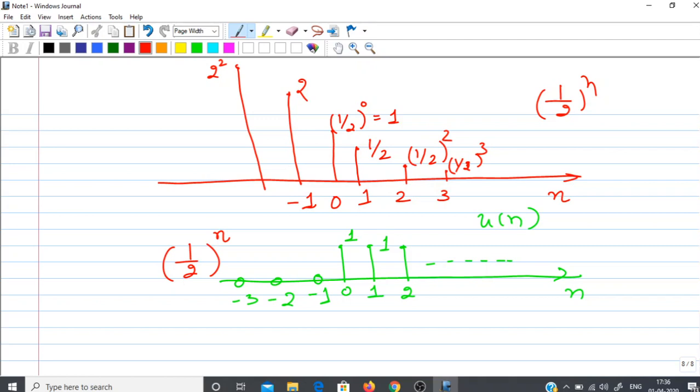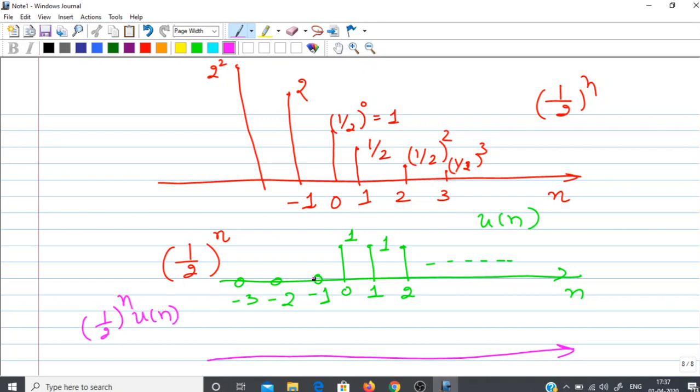Whereas on the positive side, what will you get? 1 into any number would be the same number, so there won't be any change on the positive side. So what is half to the power n un? Now I draw half to the power n un. This pink sequence is the multiplication of these two sequences. Which two sequences? Half to the power n and un.